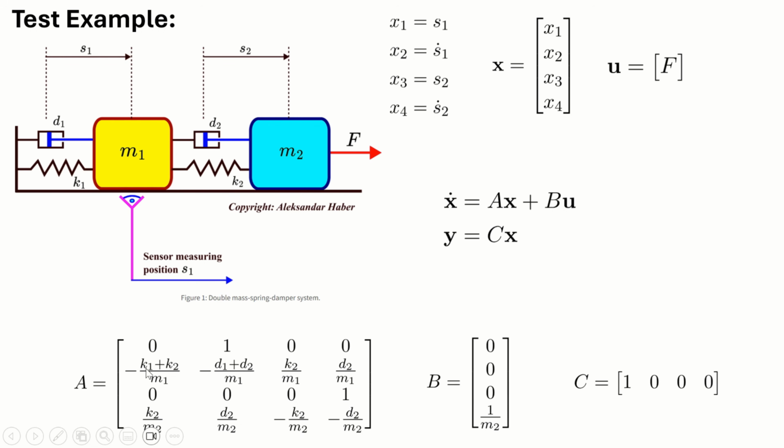In this A matrix, K1 and K2 are the spring constants of the spring 1 and 2. M1 is the mass of the first box. D1 and D2 are the damping constants of the two dampers, and M2 is the mass of the second box. You can see how the B matrix looks like, and the C matrix is 1, 0, 0, 0. This means that we are only measuring the first state, that is, we are only measuring S1. And our goal is to design the observer for this system and to simulate it in Simulink.